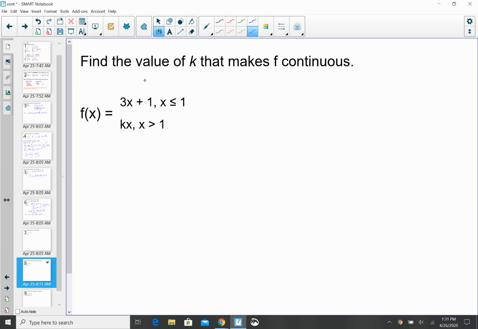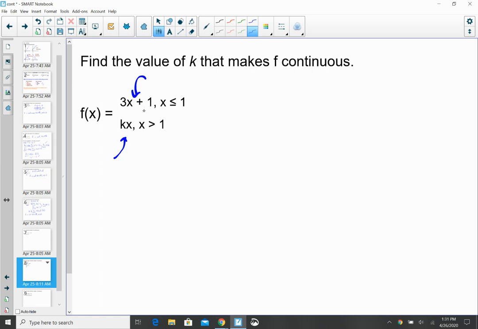So 3x plus 1, continuous. kx, continuous, because it's like saying this could be 3x, it could be 6x, it could be negative 1000x, which would make it a line, but we don't know what the value of k is. So we're going to need to solve. We're actually going to solve for something now. So the question is, do they meet? We need to make them meet.